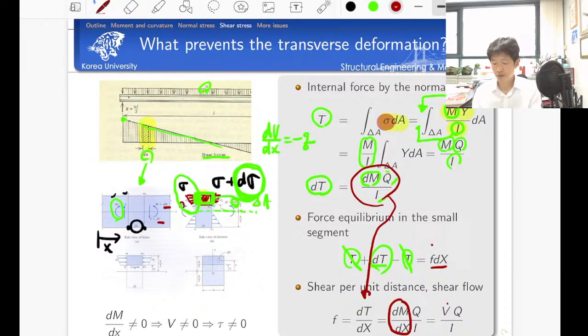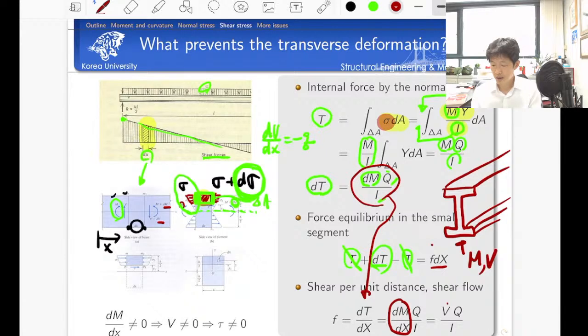So finally we can obtain, for beam problems, the shear flow at a certain point in the beam cross section. For example, let's consider an I-shaped section for a beam problem. Then at first, at this point we need to calculate the bending moment and the shear force, okay?